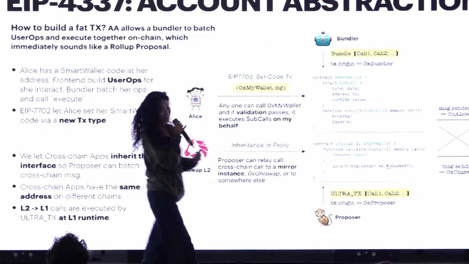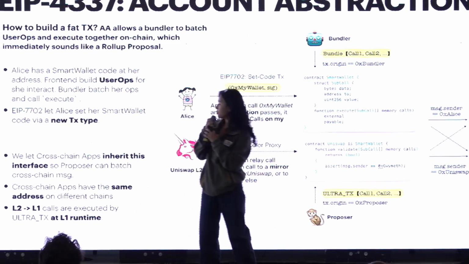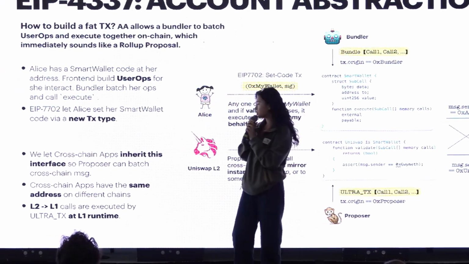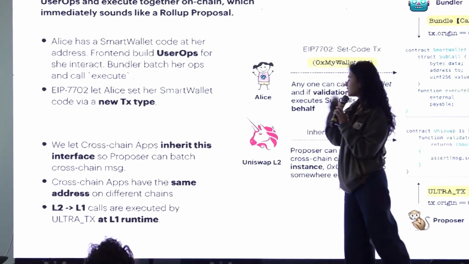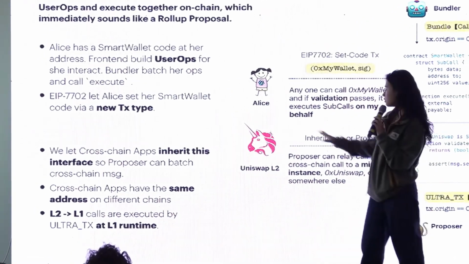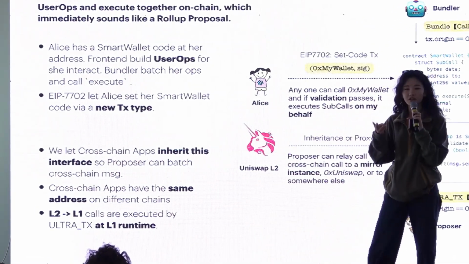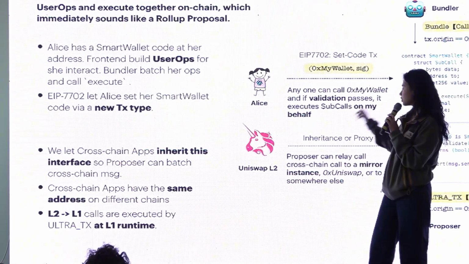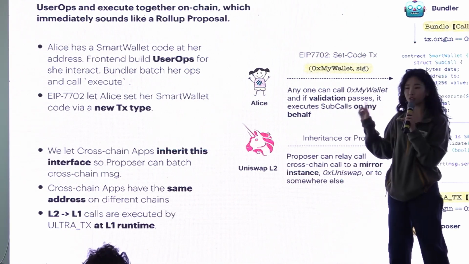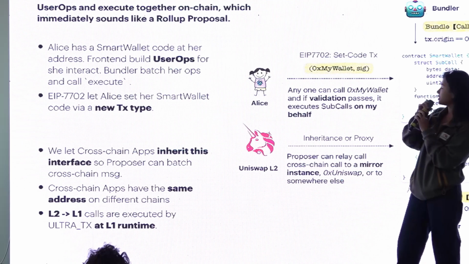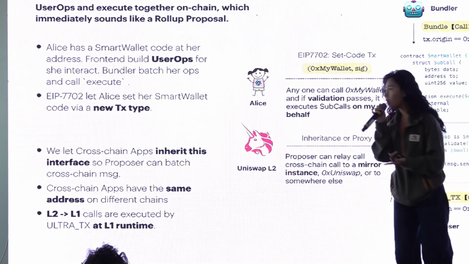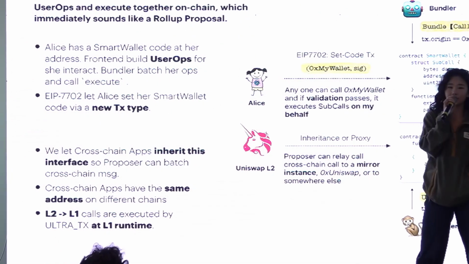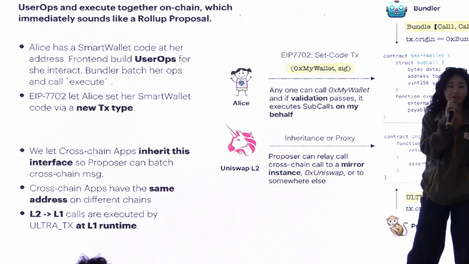And how we use this for rollup proposals, especially in terms of synchronous composability, is that we mandate our cross-chain applications to inherit this interface. So if we have a synchronous application like Uniswap that has two instances on L2 and L1, which has this account abstraction code inherited from EIP-7702, then the proposer can call the state update function or relay a cross-chain call on behalf of Uniswap.